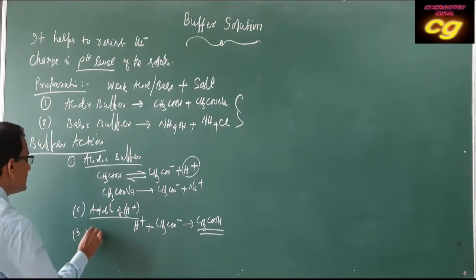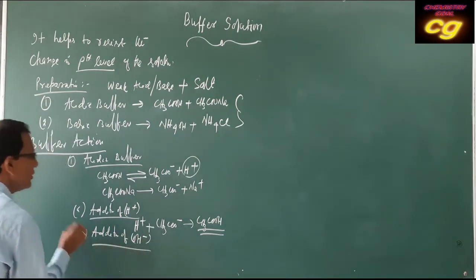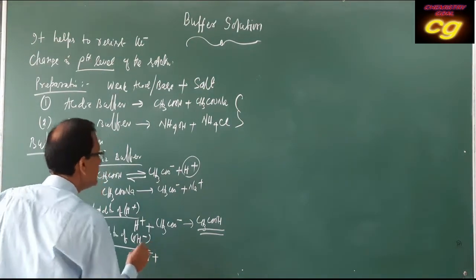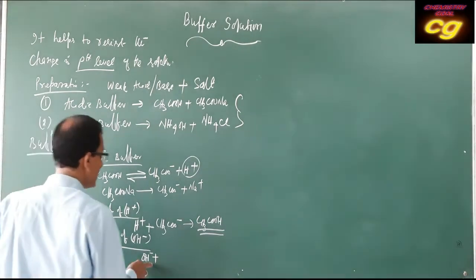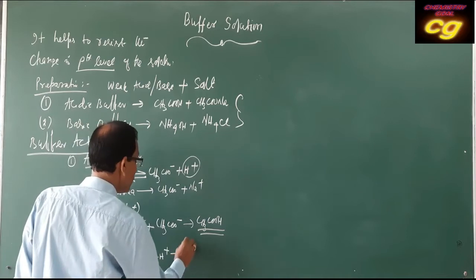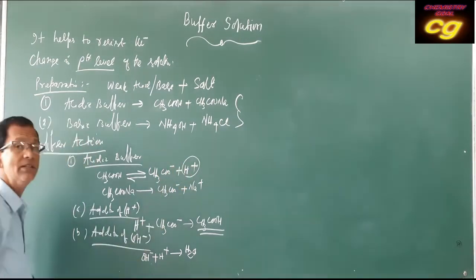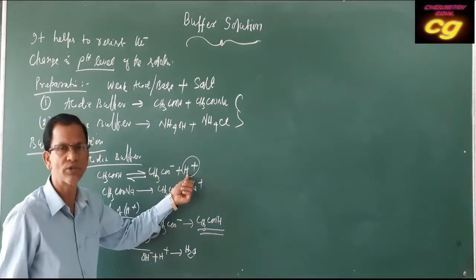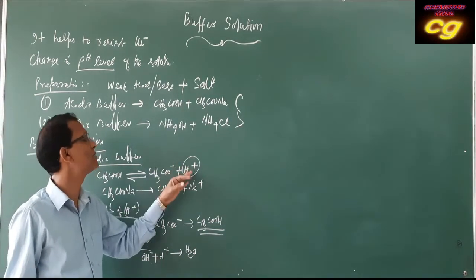Then similarly, by addition of OH minus, that means base. When base is added, what happens? When OH minus is added, it reacts with the H plus ion in the solution, forming undissociated water molecules. So H plus ion is decreased from the solution.